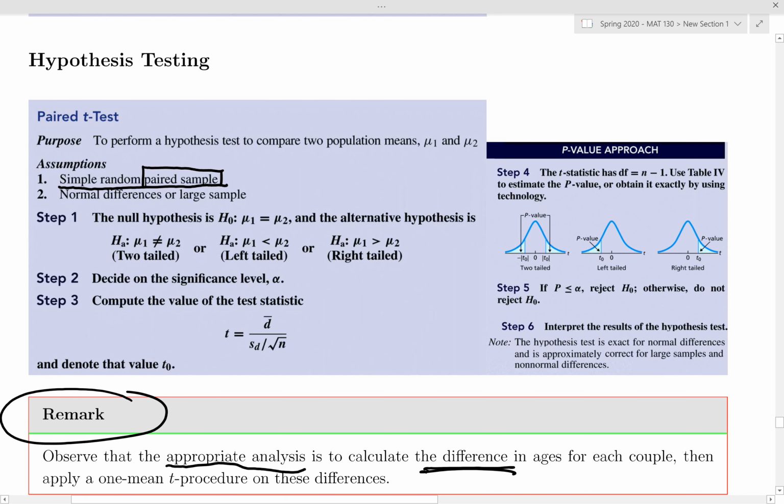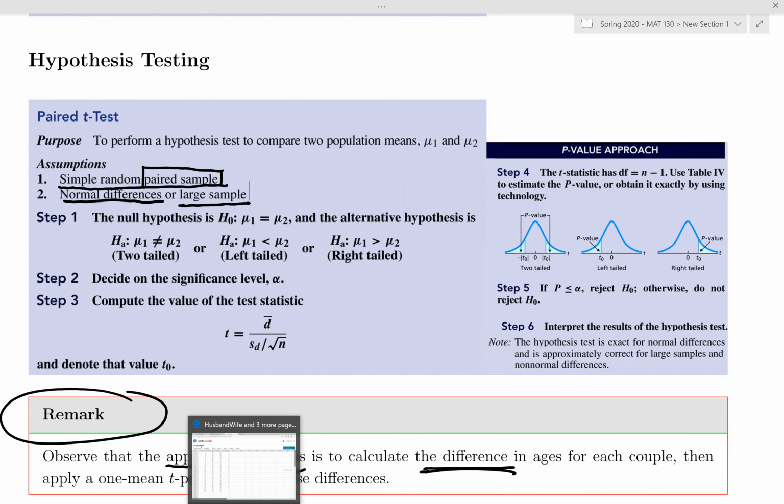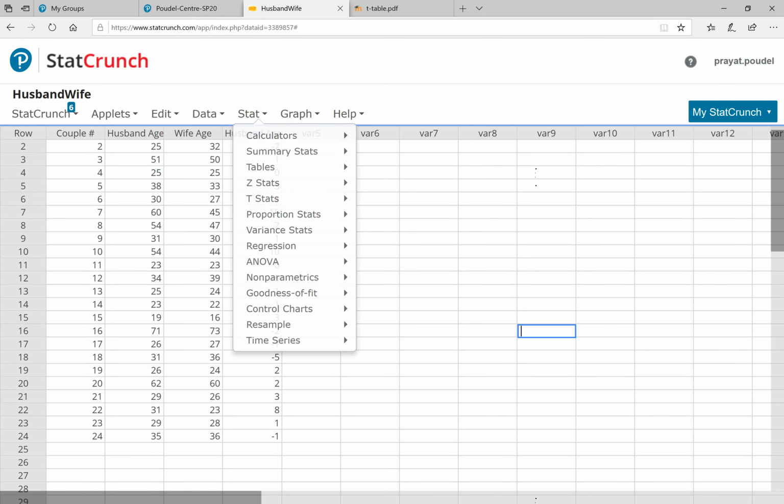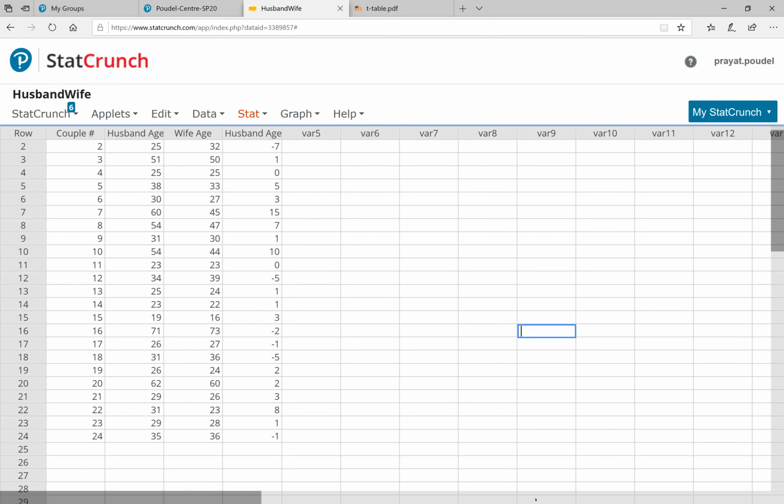However, second, the sample is not large. Remember, the sample is 24 here. It's not bigger than 30. So we don't know it's a large sample. Neither do we know the difference is normal. So what do we do in this case here? If we don't have a large sample and we don't know the population is normal, that's right, we are going to look at the normal probability plot for the difference and see if it's roughly linear or not.